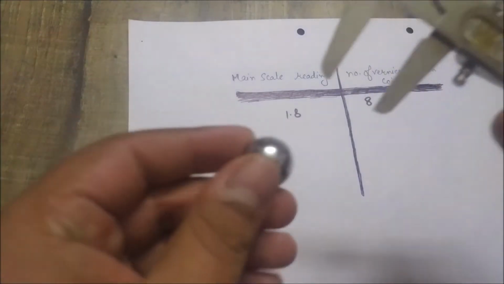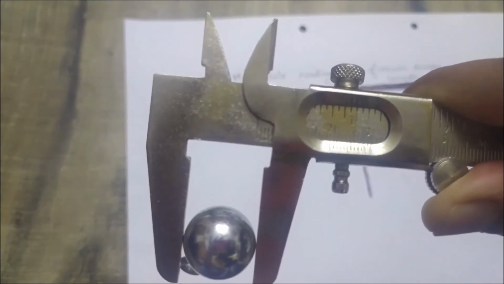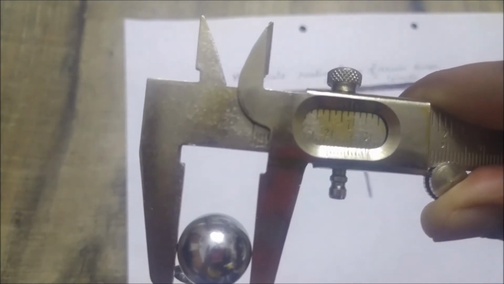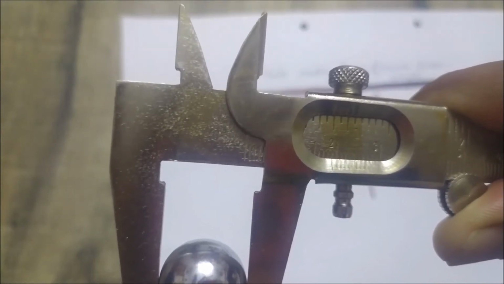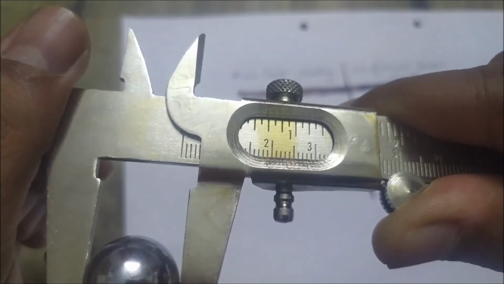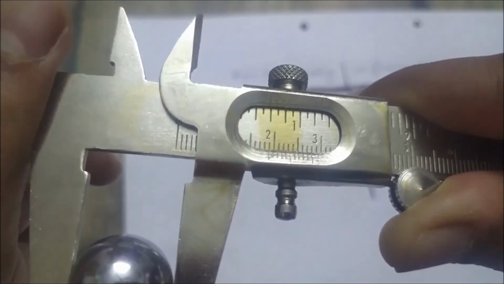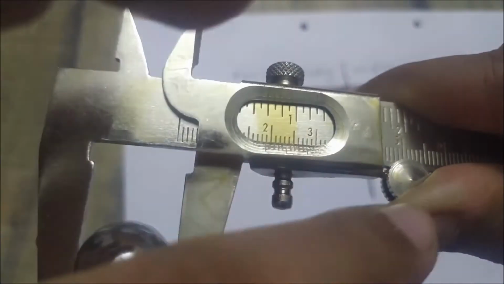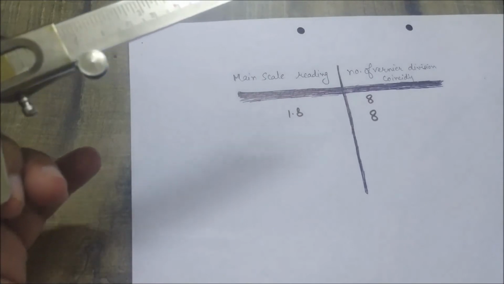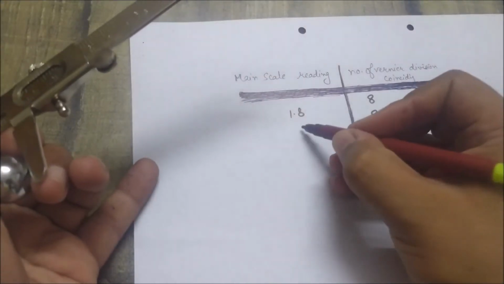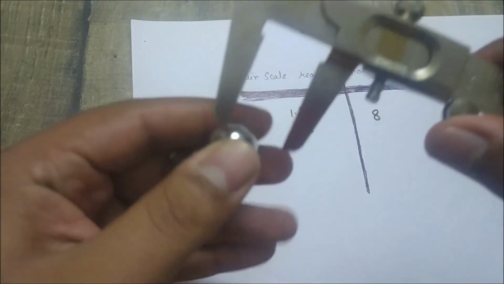Now let's take another reading by changing the direction of the bob. Just see what is the reading on the main scale. Again it is 1.8 because the 0 of the vernier scale is before 1.9 on the main scale, so your reading on the main scale is again 1.8. Now check out which division of the vernier scale is coinciding with a division on the main scale. Again the 8th division is coinciding. See this division, so we will write here the 8th division, and again I am changing the direction of the bob.